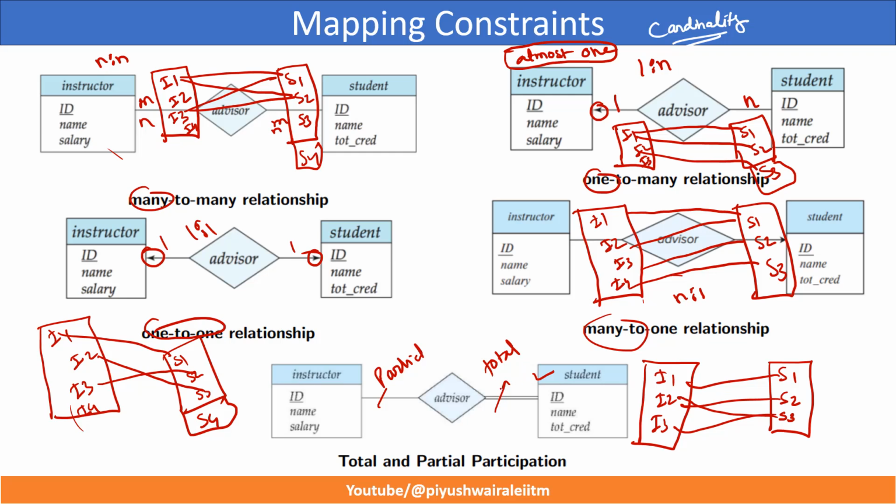And what is partial participation? An entity in the entity set, for example our instructors, may or may not participate in the relationship. For example, we have one more instructor, say I4, and I4 is not associated with any student. So that is partial participation. Here you can say all are partial participation. But here you can see we have indicated a double line. So the double line indicates total participation, which means every student must participate in this relationship, must have an instructor. So this is what total and partial participation is.